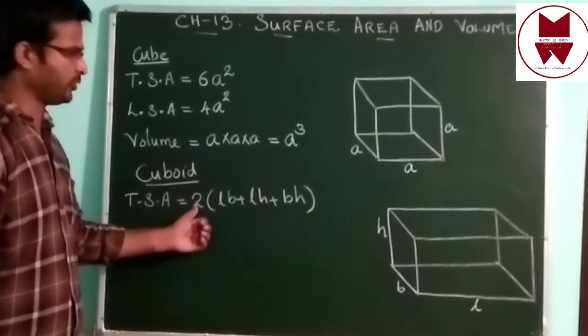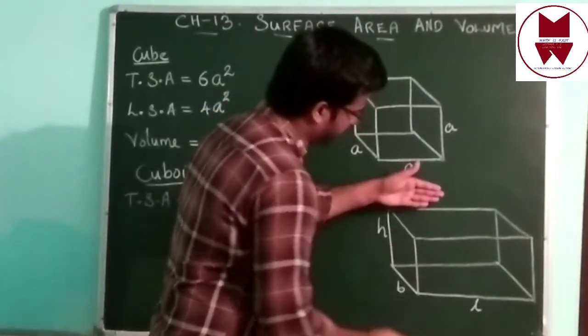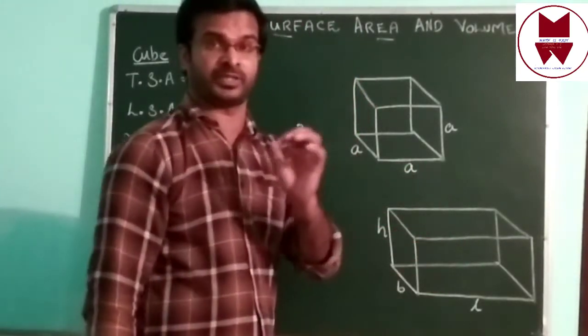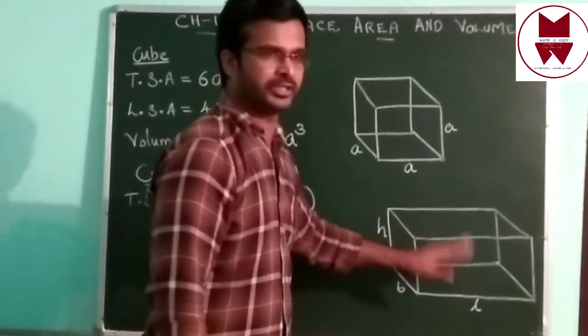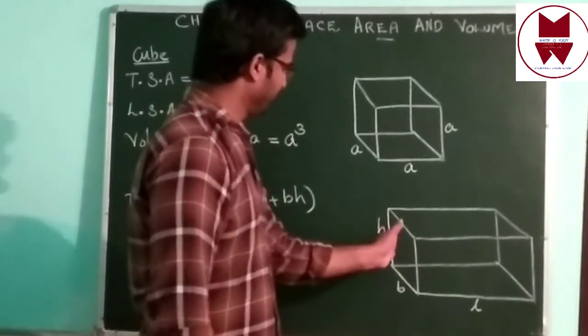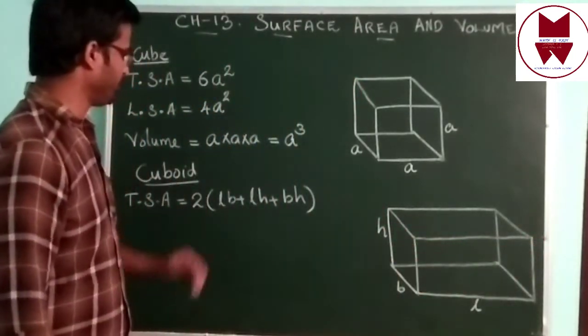Why we are using 2 means, we can see in here this front side 1. Same like that back side also 1 is there. 2 faces, equal faces, isn't it? Then bottom and top equal, isn't it? 2 faces equal. Then this side and right side also equal. That's why I use 2.